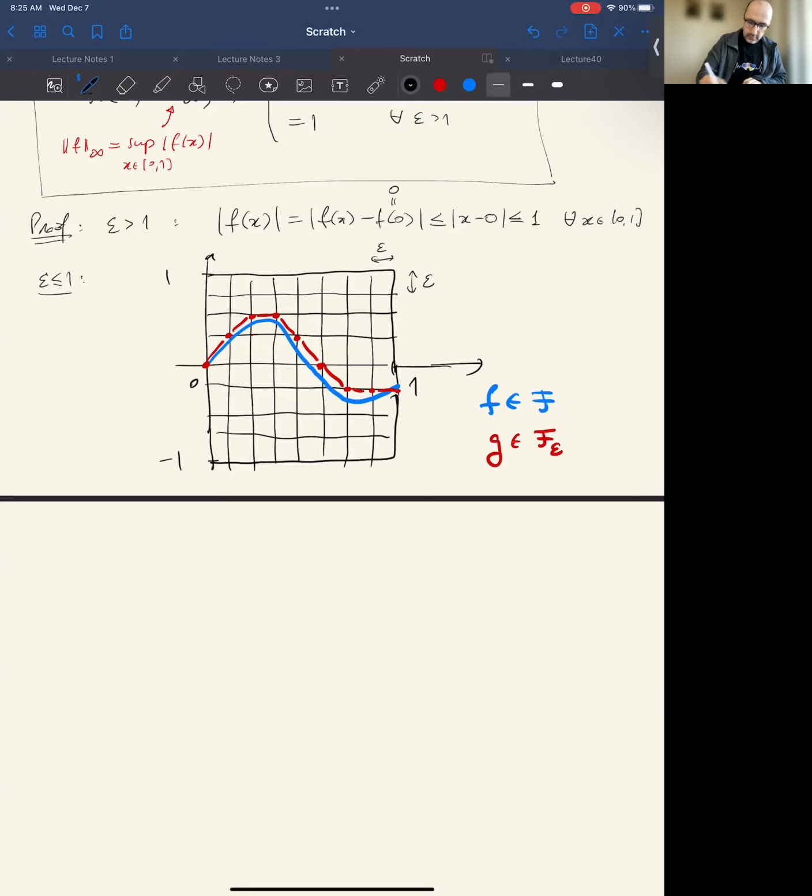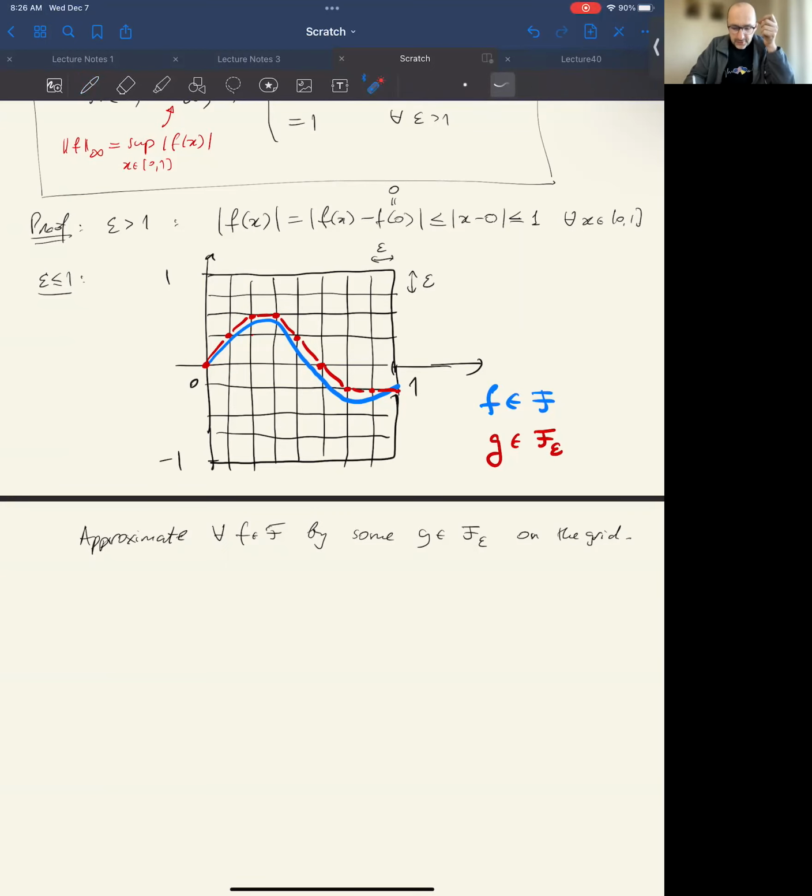So what we do is we approximate any function f by some function g that takes value on the grid. Now, how many functions g can we make this way?